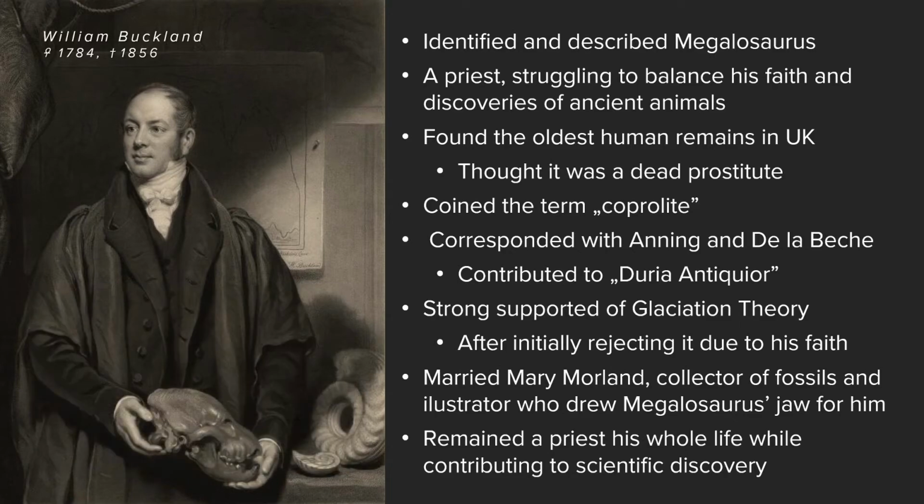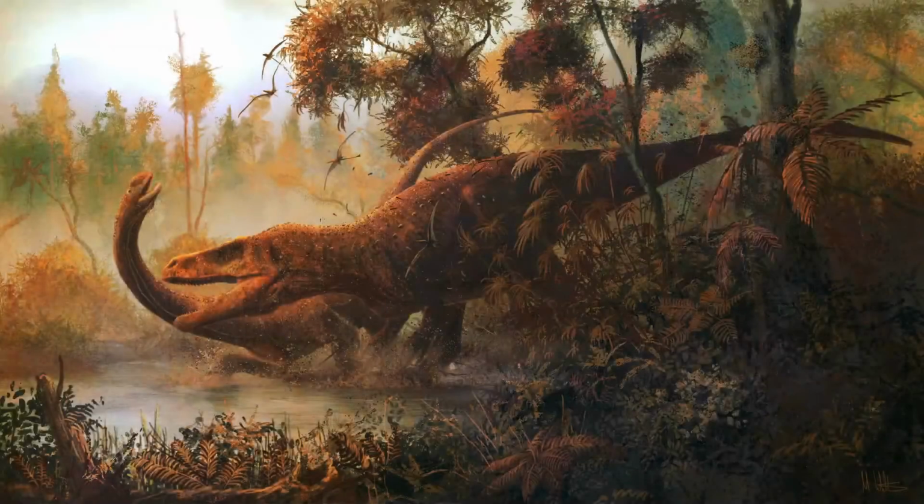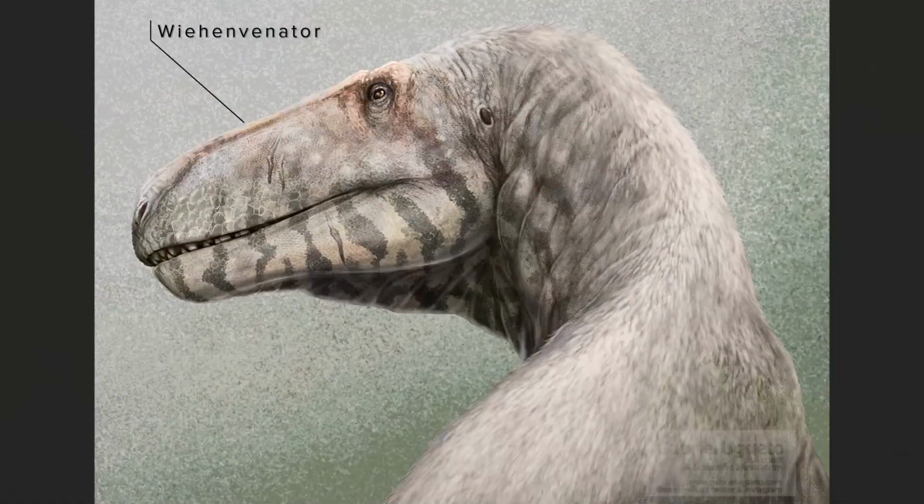And before we move on from Buckland and Megalosaurus, one more picture of it. This is my favorite art by Mark Whitten. So this is a Megalosaurus hunting a sauropod in the middle Jurassic. I think it's just a beautiful piece of art. And there are other megalosaurs. So megalosaurs are super abundant in the middle Jurassic.